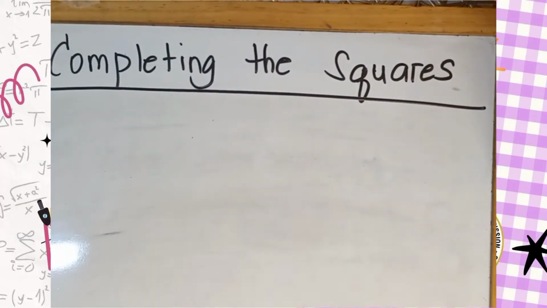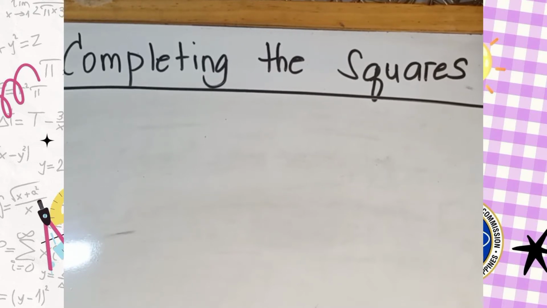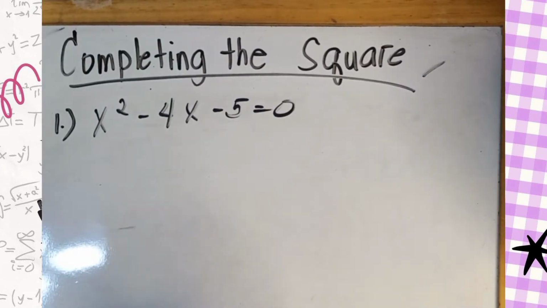Okay, so let's now proceed to our second topic, which is completing the square. So, saan ba natin ginagamit si completing the square? When we say completing the squares, we are actually transforming a quadratic equation into a perfect square trinomial. So, ginagamit natin si perfect square kapag hindi na natin ma-factor yung given polynomial or if we are trying to solve a quadratic equation. Okay, so let's have an example.